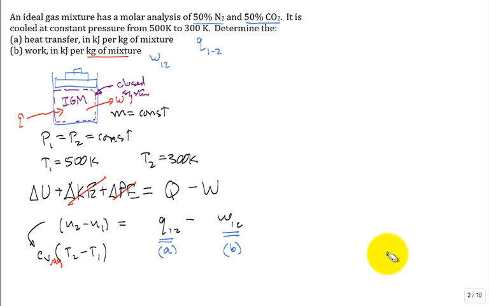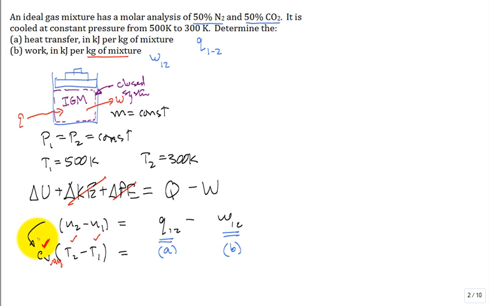Okay. Now, I'm still stuck. Let me see. I know T2 and I know T1. Can I get C sub V for the mixture? I'm going to say, look, the mixture starts at 300 Kelvin. It ends at 500 Kelvin. I know that some of these specific heats are slightly temperature dependent. What temperature do you think would be a good engineering approximation to evaluate the C sub V at?